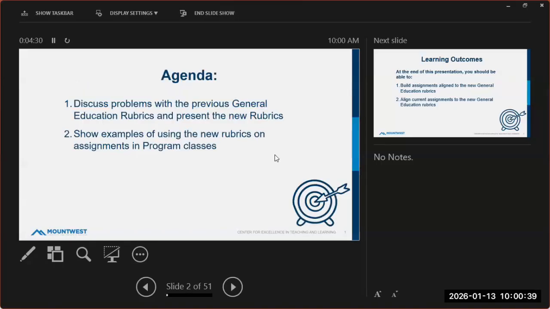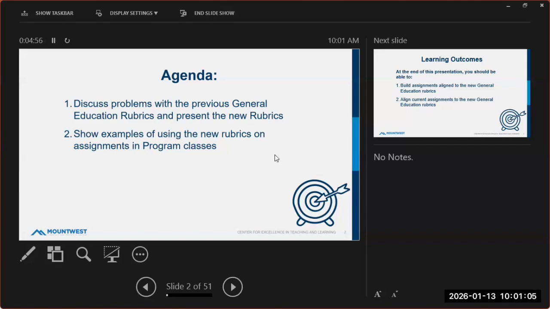Today, we're going to talk about rubric alignment with the brand new Gen Ed rubrics. Now, I've got my trusty rubber band up here, and this is a metaphor. The new Gen Ed rubrics are adaptable and stretchy and flexible. So just remember the rubber band. The other ones were very rigid, and they didn't really meet our needs, as we all know.